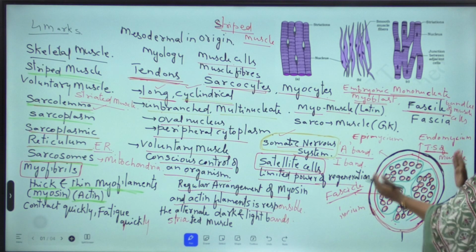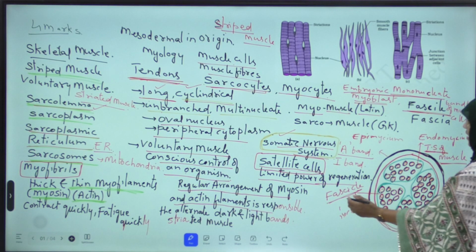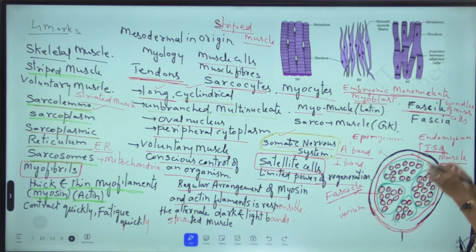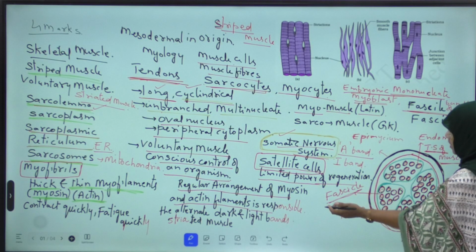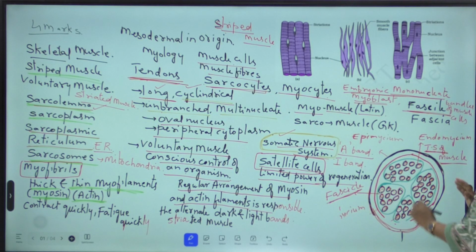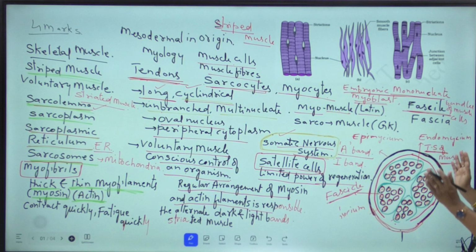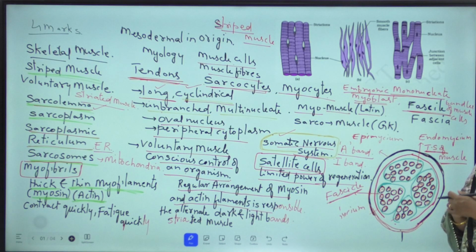Many fascicles together form a muscle. Muscle is made up of many muscle cells. Many muscle cells are muscle fibers. Bundles of muscle cells are called fascicles. The group of fascicles together form a muscle, meaning inside the muscle many fascicles are present. All these fascicles together form the muscle. What is a fascicle? Bundles of muscle cells are called fascicles.